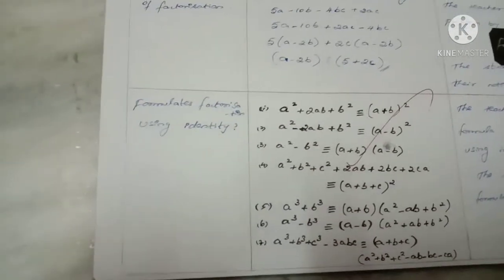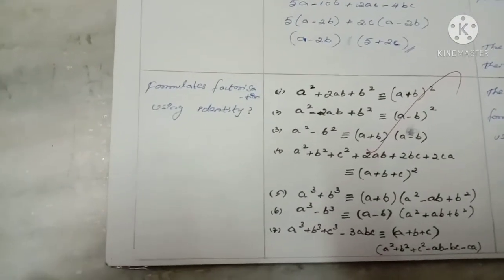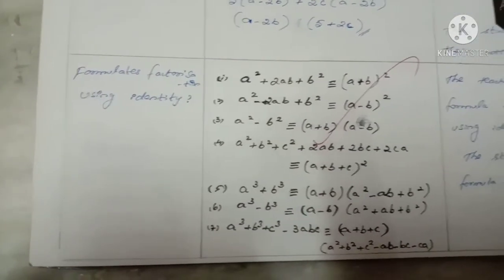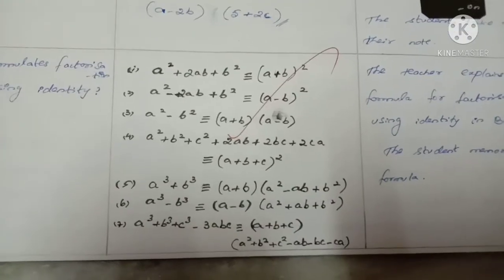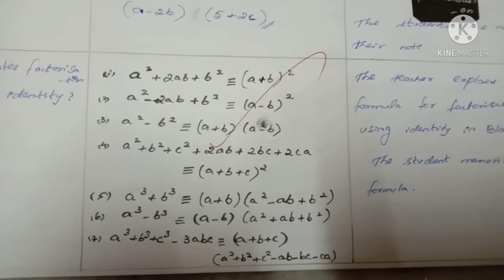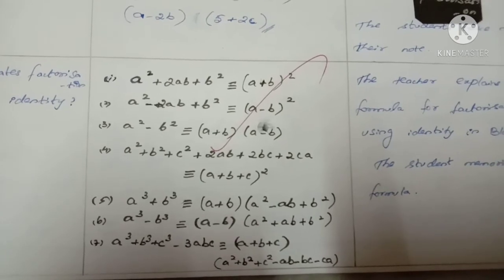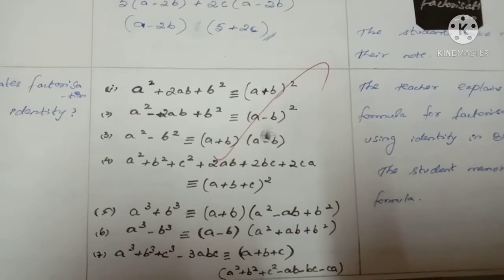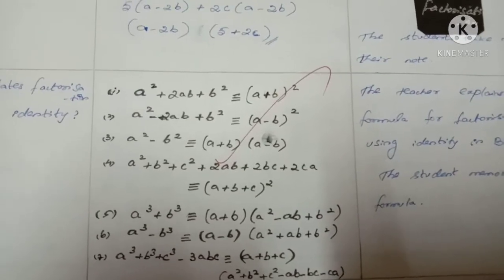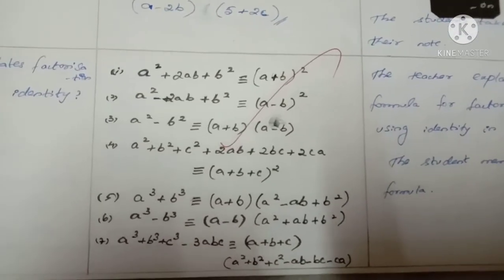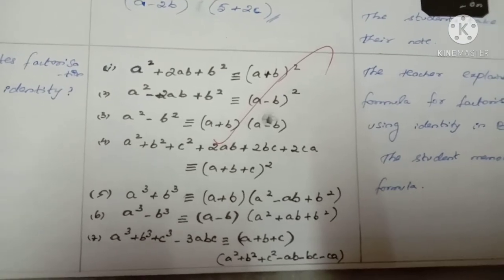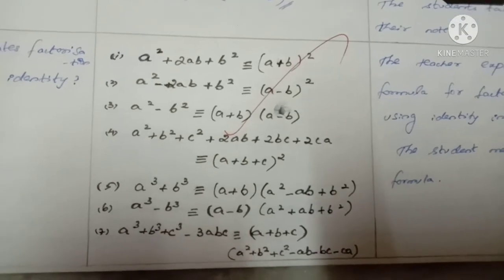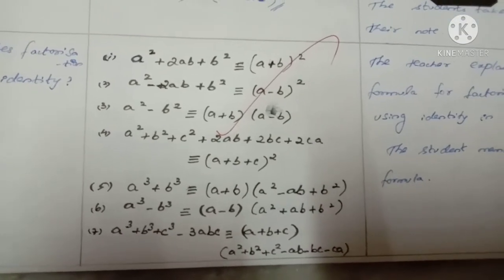In the next row, first box: formulates factorization using identity. In the next box, write all the formulas. First one, a square plus 2ab plus b square equals a plus b whole square. Second one, a square minus 2ab plus b square equals a minus b whole square. Third one, a square minus b square equals a plus b into a minus b.